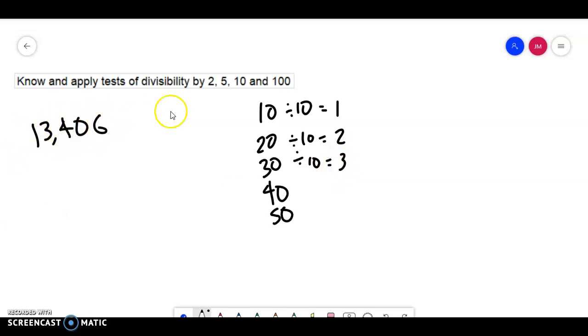But if I have a really big number like this, can I divide this by 2? Yes. Can I divide this by 5? No. Can I divide this by 10? No.